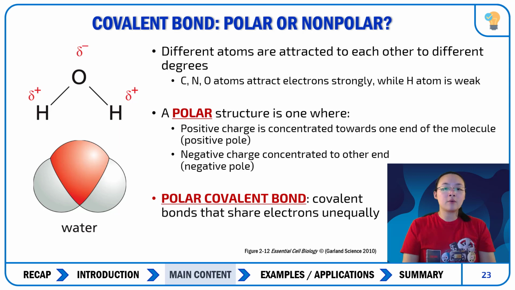So then, what is a polar covalent bond? A polar covalent bond is a covalent bond that shares electrons unequally. So there's going to be more electrons on one side than the other side. And that's where this uneven charge distribution comes from.